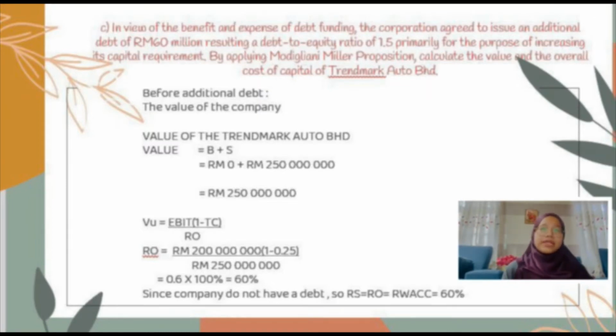So before additional debts, the value of the trademark is, we use the formula value equal to B plus S, so equal to 0 plus 250 million. So the value of the company before the additional debts is 250 million. To calculate the cost of the capital, we use the formula VU equal to EBIT 1 minus TC divided by RO. So RO equal to 200 million 1 minus 0.25 divided by 250 million. It will result in 16%.